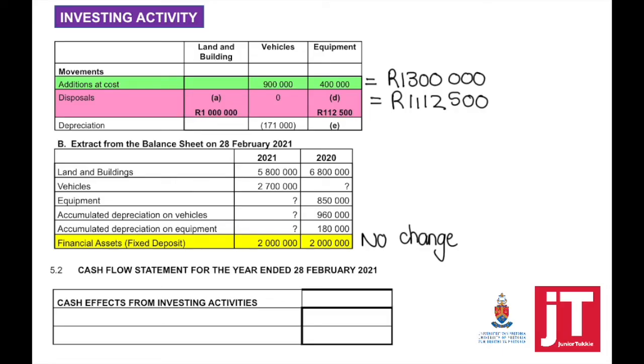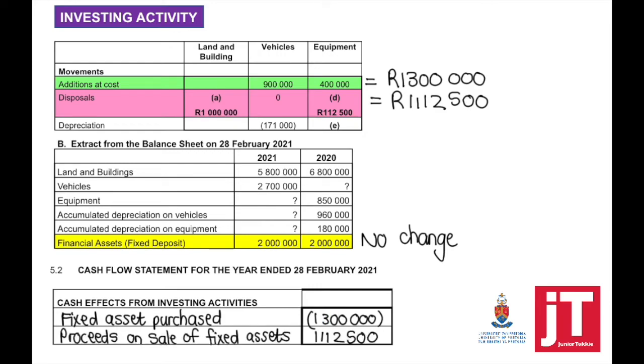If we look at the financial assets, the fixed deposit, it stayed exactly the same, so there's no change. So showing this on the cash flow statement, fixed assets purchased, the total, and it must be in brackets, because it's an outflow. The proceeds of the sale of asset, we've calculated, no brackets, because this will be an inflow. So the total cash effect from the investing activity is minus plus equals.